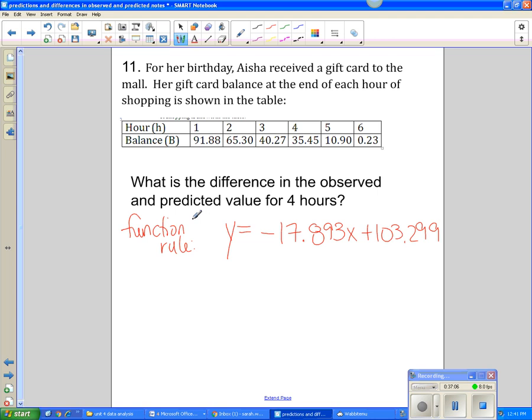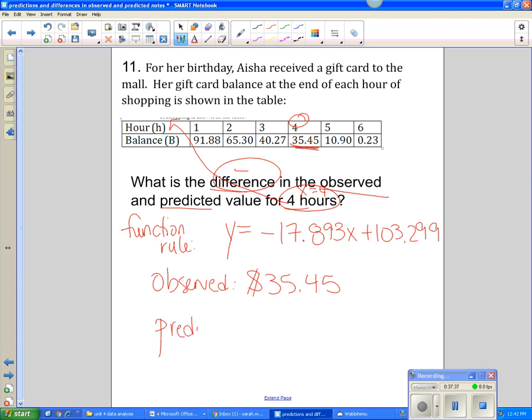All right, it's asking for the difference. That means to subtract between the observed and the predicted for 4 hours. Well, if you look, hours is your x, so you want x to be 4. So the observed is what you see. Well, what do you see at 4 hours? She has $35.45 left on her gift card at 4 hours.